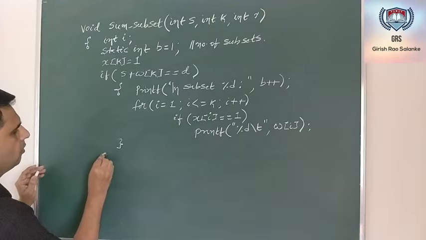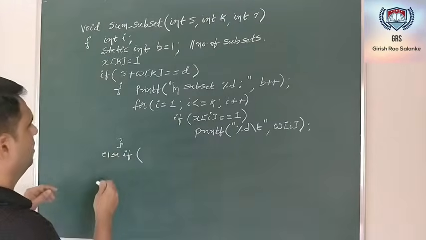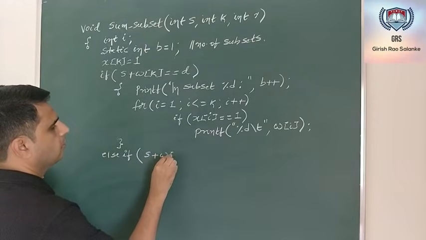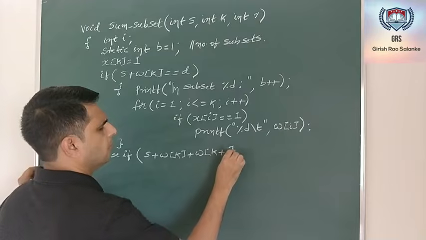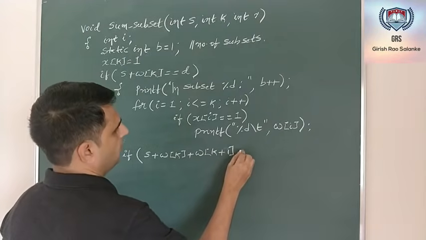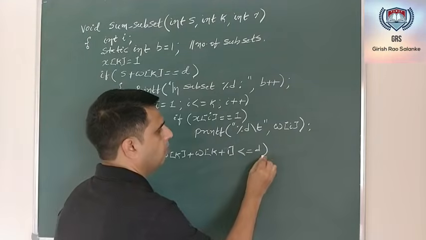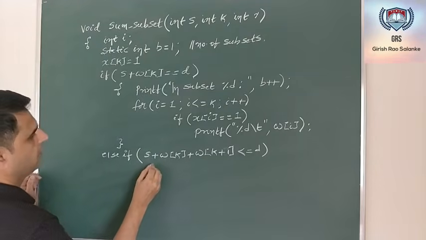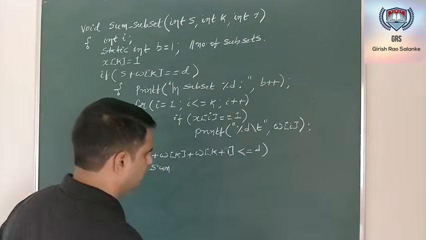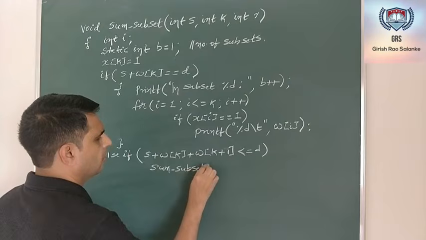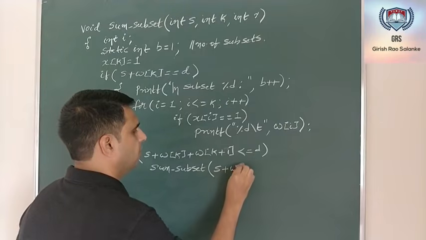Now if this condition is not true, the other condition might be if s plus wk plus 1, if this whole thing is less than or equal to d, I used to call the function once again, sum underscore subset, with the arguments s plus.